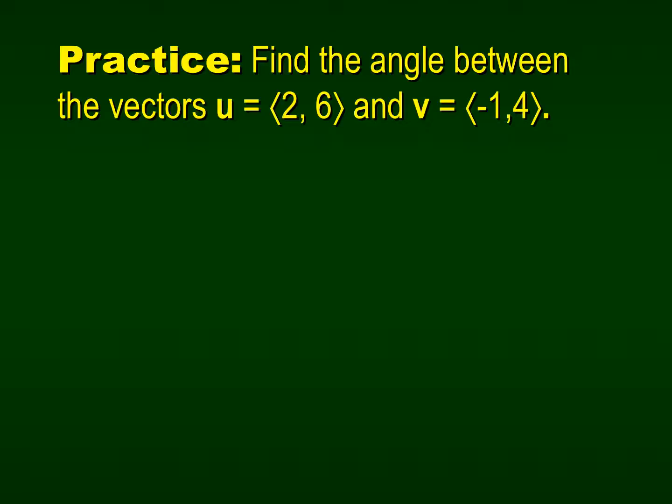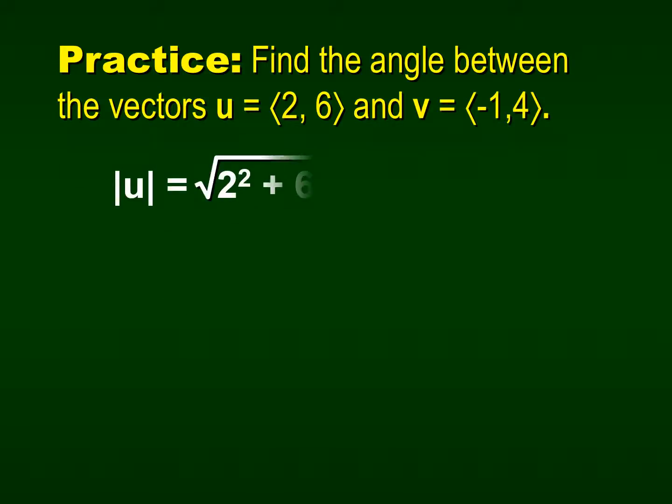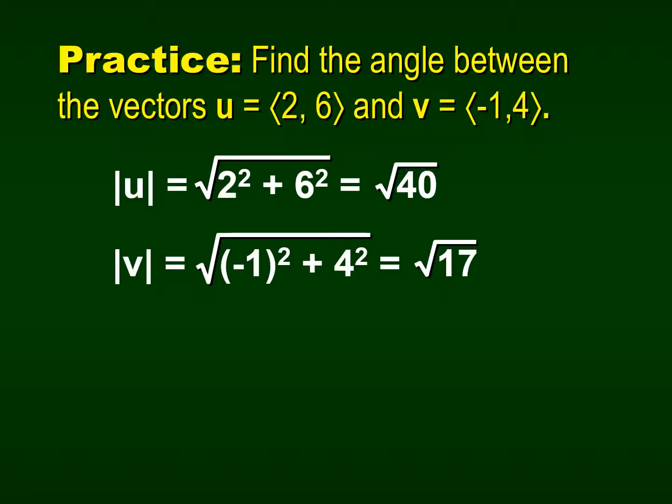All right, now let's find an angle between these two vectors. So remember that, let's start with just finding this dot product. So a times c plus b times d, and we get 22, which is great. Now that we have that, we need to find the absolute value of u and the absolute value of v. So remember, to find the absolute value of u, we have to do a squared plus b squared and then the square root of it. So our a is 2, our b is 6, so we end up with the square root of 40. And then the absolute value of v, so a is -1, b is 4, so -1 squared plus 4 squared is 17. So the absolute value of v is the square root of 17.